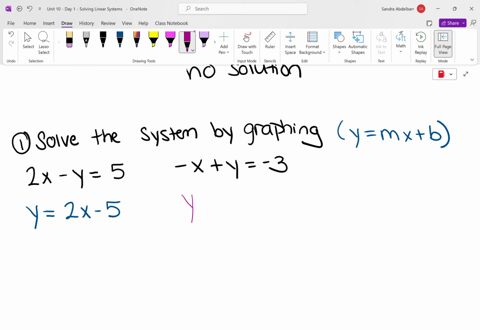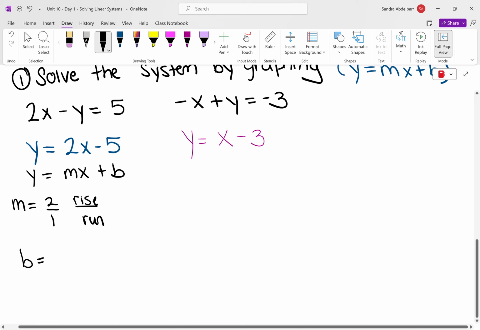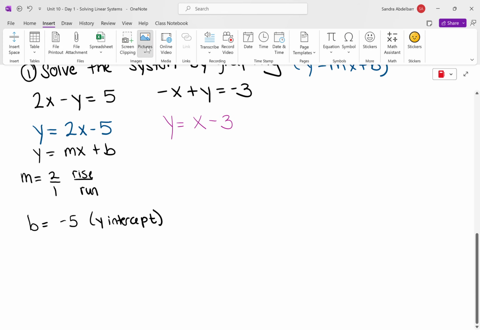And now we're going to manipulate the other one. Need to isolate the y. So y is equal to, move that x over, x minus 3. So now we have y equals mx plus b. In y equals mx plus b, what does the m represent? Sean? The slope. Good. M represents the slope. What does b represent? The y-intercept. So here my m is 2 over 1. That is our rise over our run. And b is the y-intercept. So negative 5 is our y-intercept. Let's go ahead and graph this line. I'm going to get graph paper, but you guys could just do a makeshift graph.